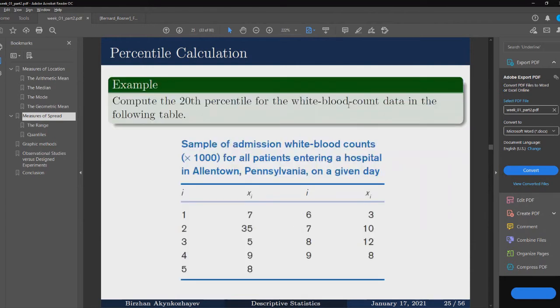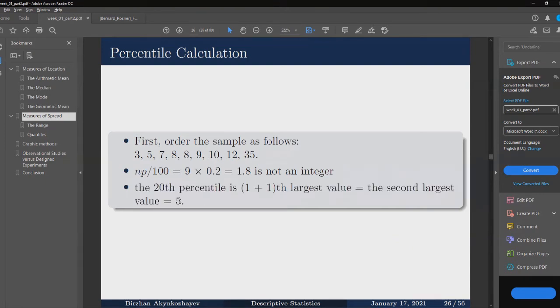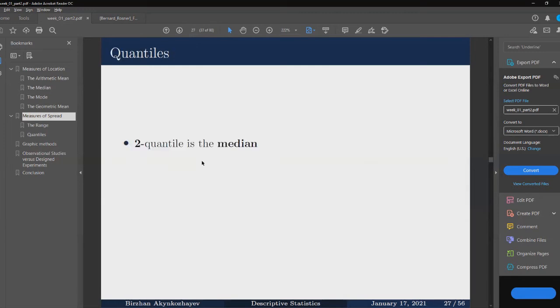All right, in this case, let's take a look at another example. We should compute a 20th percentile. We have 9 sampling points. 0.2 multiplied by 9 is 1.8, which is not an integer. So we again start by ordering our sampling points. Then 1.8 is not an integer, so we take its integer part and add 1. So we should take the second largest observation, which is a value of 5.